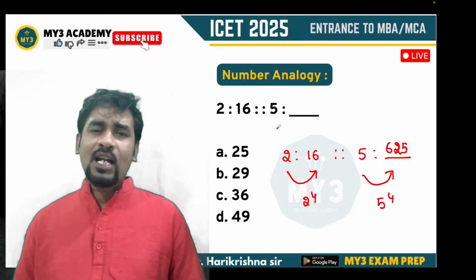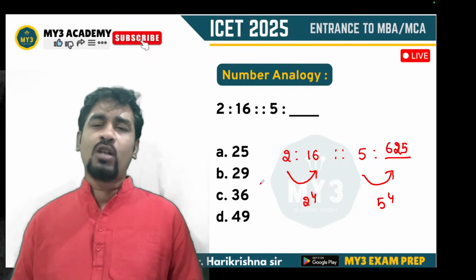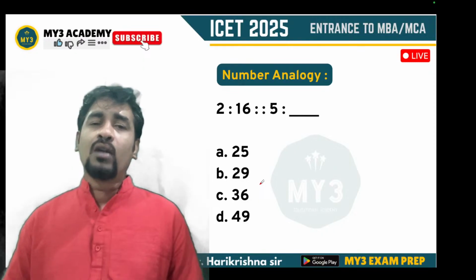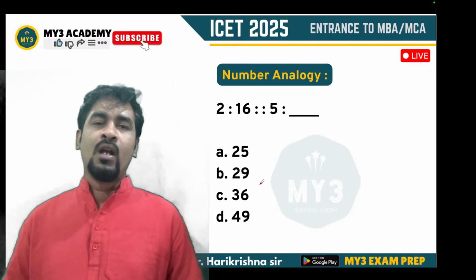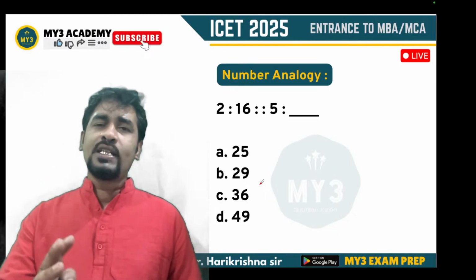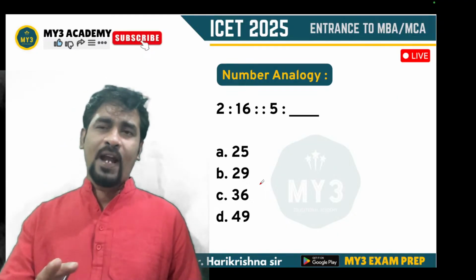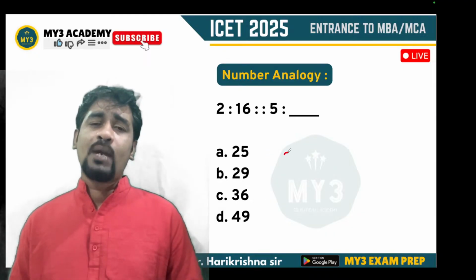So 625, that option is available? No, that option is also not there. Then don't think you are wrong. Think for another possible logic. That is what you need to learn in analogy. If you are going with one logic and that logic is correct, you are getting the answer, then that's fine. If that is wrong, you have to think for the other possible way.